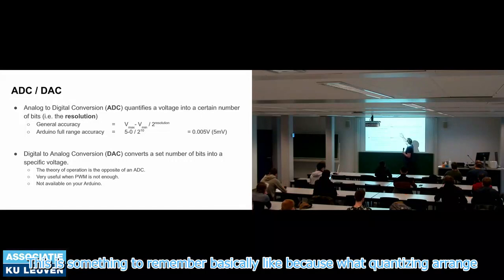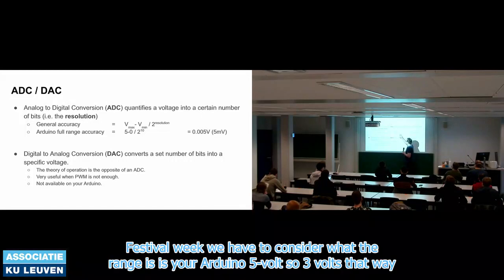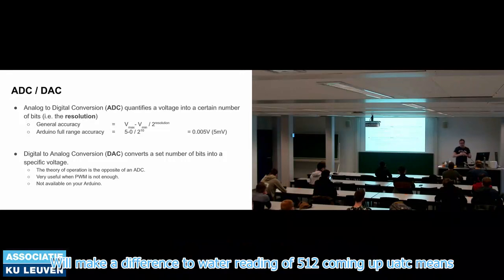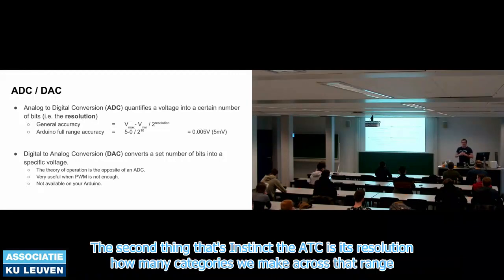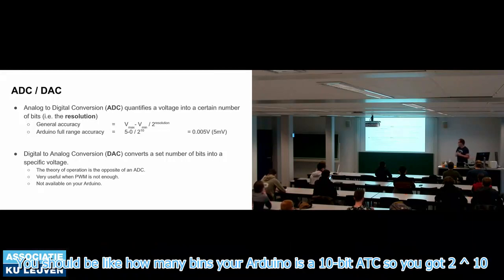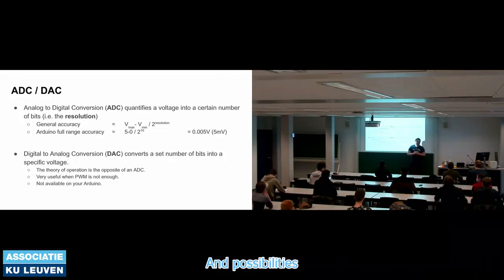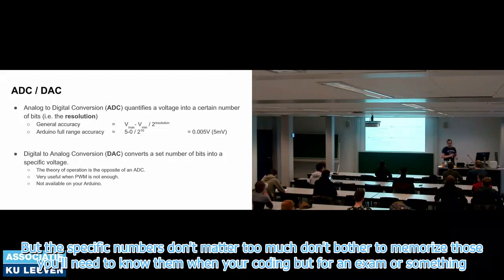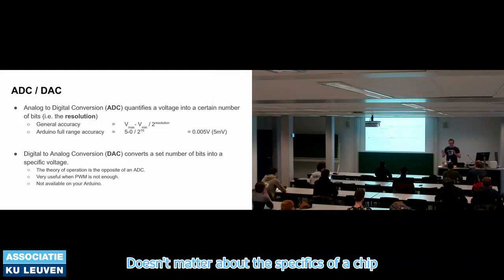Basically, because we're quantizing a range, first of all, we have to consider what the range is. Is your Arduino 5 volts or 3 volts? That will make a difference to what a reading of 512 coming off your ADC means. The second thing that's interesting for the ADC is its resolution, how many categories we make across that range, how many bins. Your Arduino is a 10-bit ADC, so you get 2 to the power 10 possibilities. The specific numbers don't matter too much. Don't bother to memorize those. You'll need to know them when you're coding, but for an exam, it doesn't matter about the specifics of a chip.